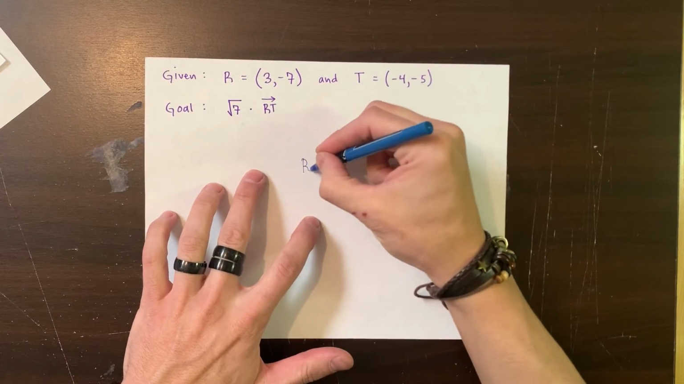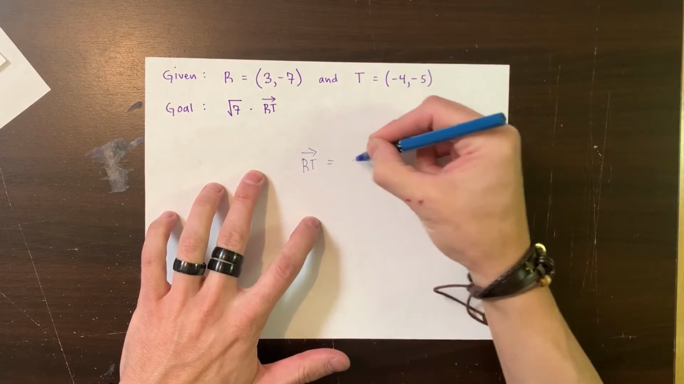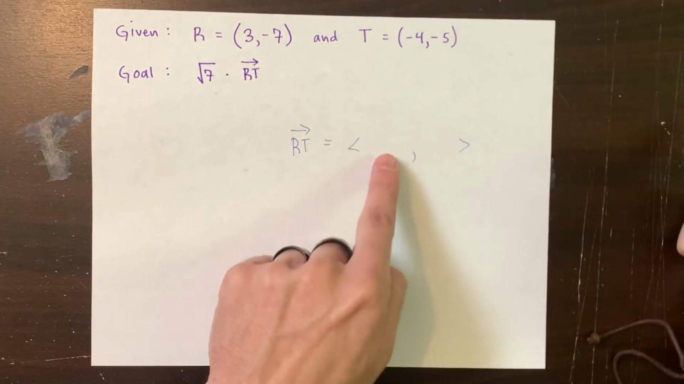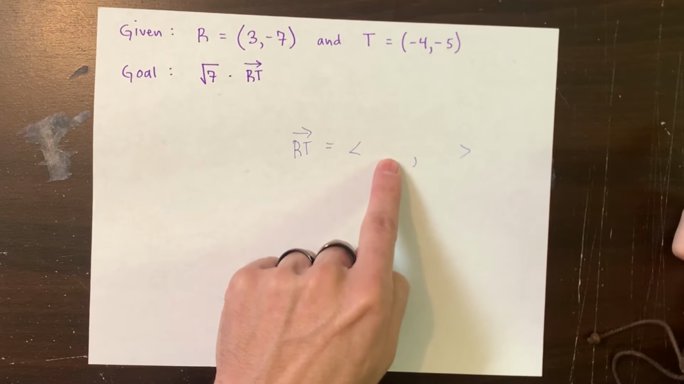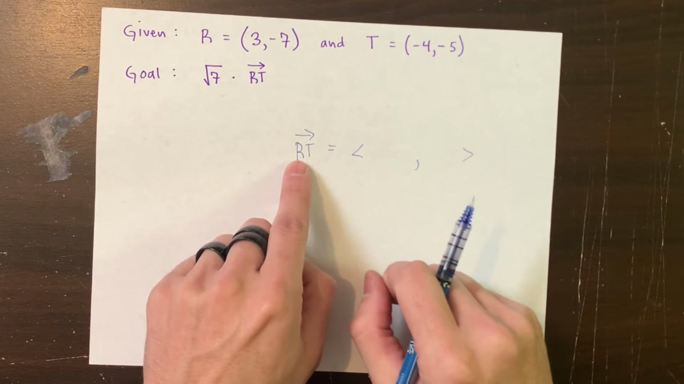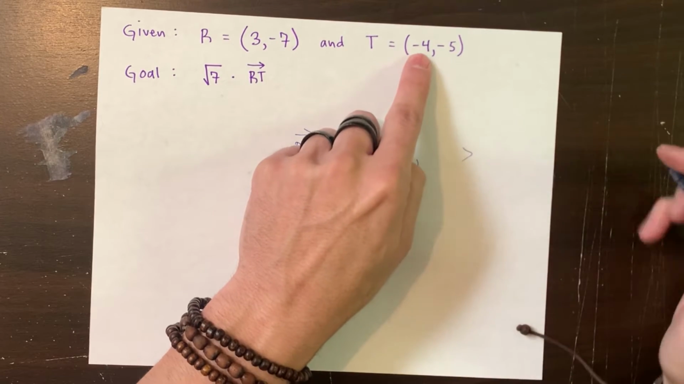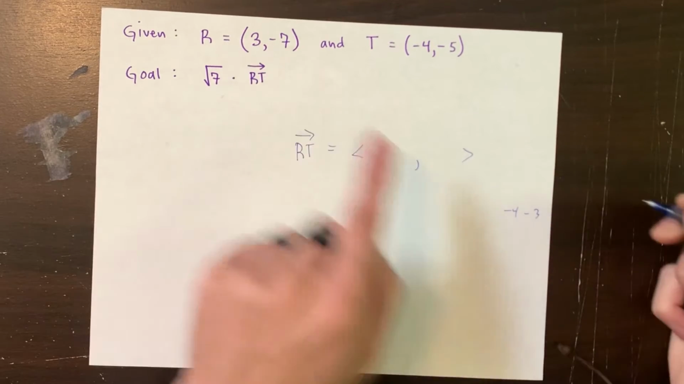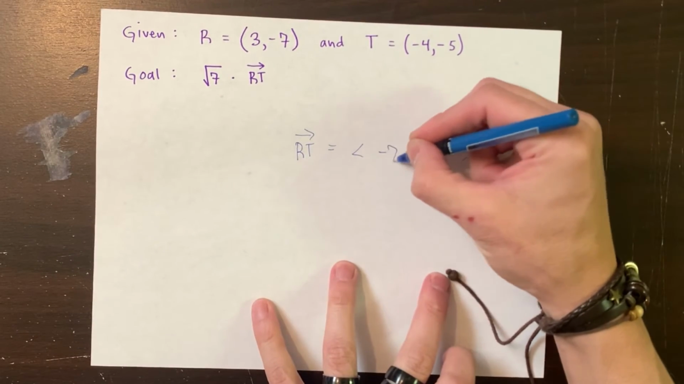First things first, let's find vector RT. So I do the usual setup with the little alligator mouths. Now I need this here. How do I know what goes here? Well, if it's RT, then I go the T's minus the R's. So I have to go -4 minus 3, and that's -7, which you put there.